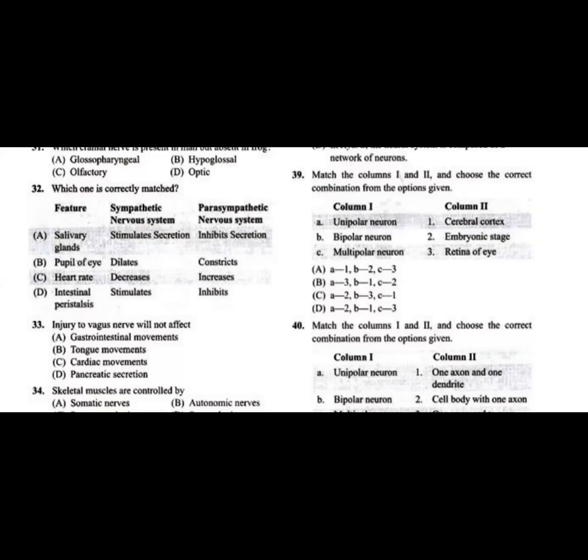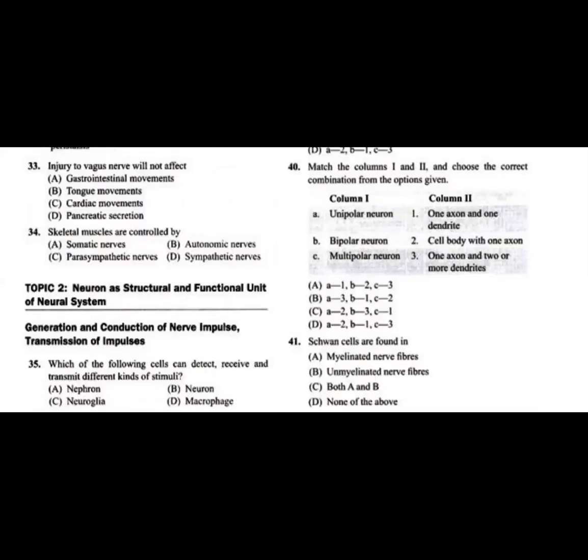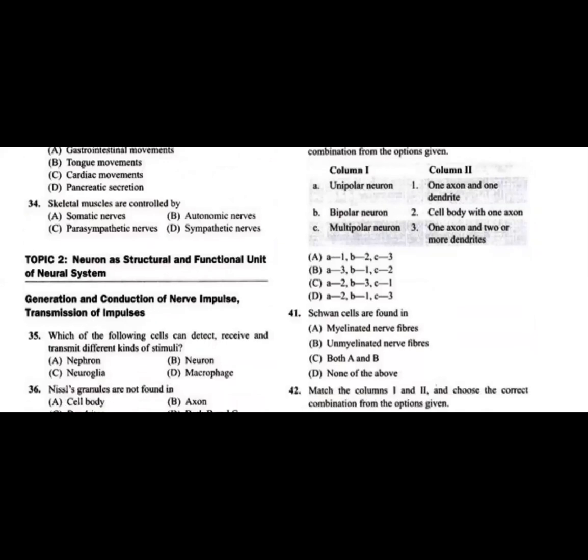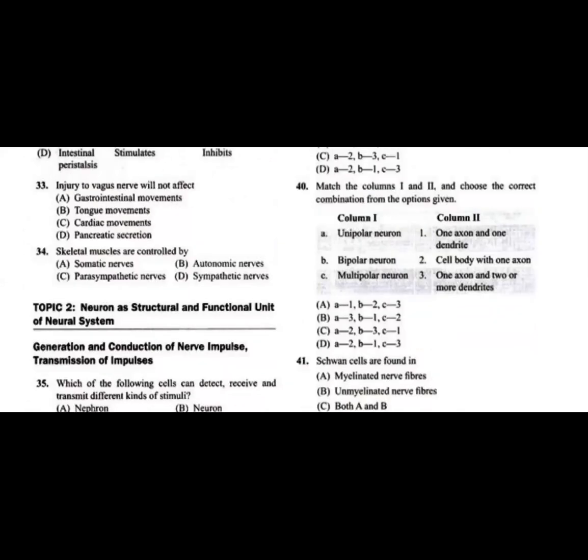Now question number 40, match column 1 and column 2 and choose the correct combination from the options given. Column 1 is unipolar neuron, which has a cell body with one axon. Bipolar neuron has one axon and one dendrite. Multipolar neuron has one axon and more dendrites. So question number 40, answer is C, students. Question number 40 answer is D, students.